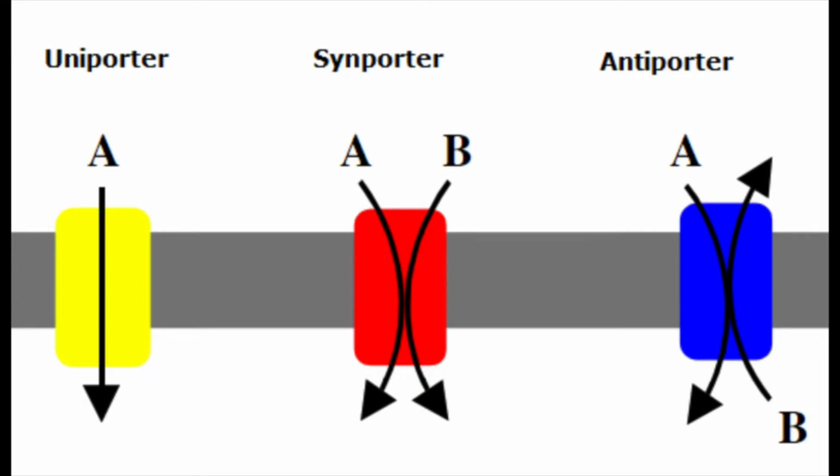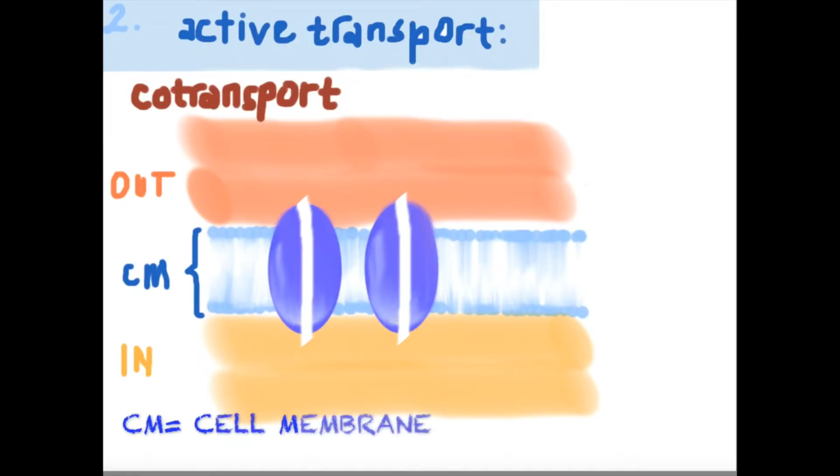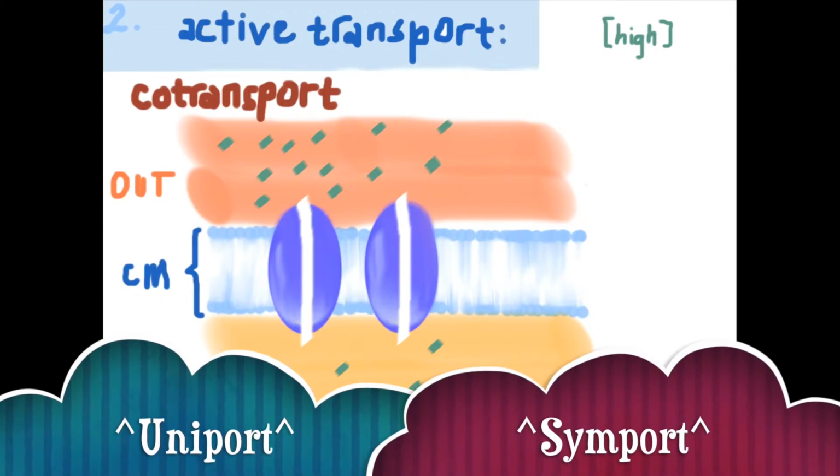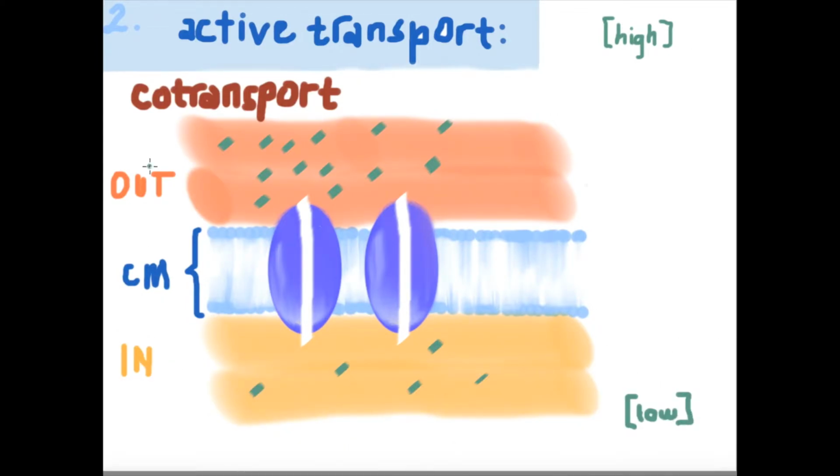In an antiport, you have 2 different types of proteins going through it, and they're going in opposite directions. And in a symport, you still have 2 molecules, except they're both going in the same direction. So now that we have that cleared, what we're going to be talking about is a uniport coupled with a symport. In our example over here, we have 2 transport proteins. The one on the left is the uniport, and the one on the right is the symport.